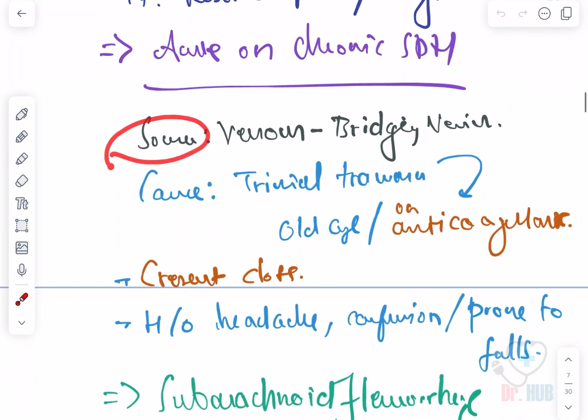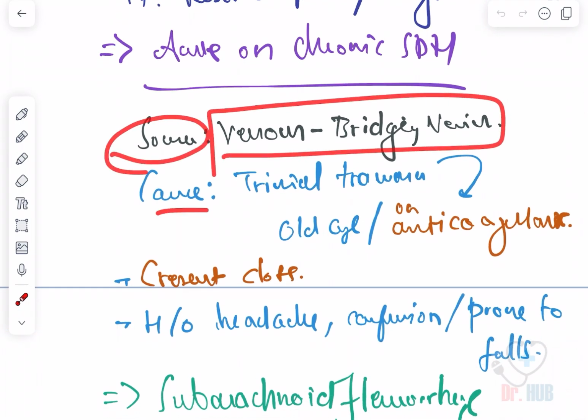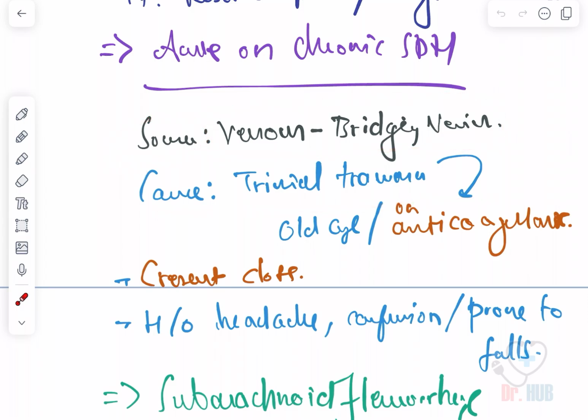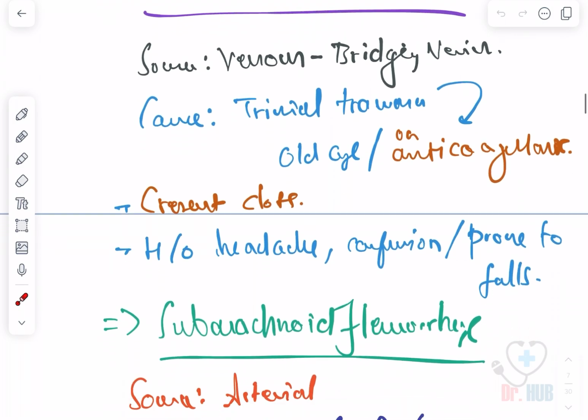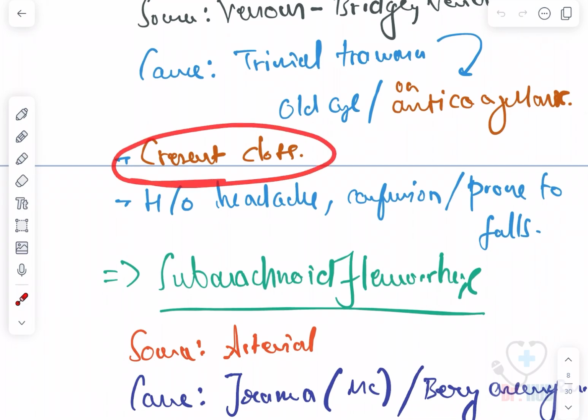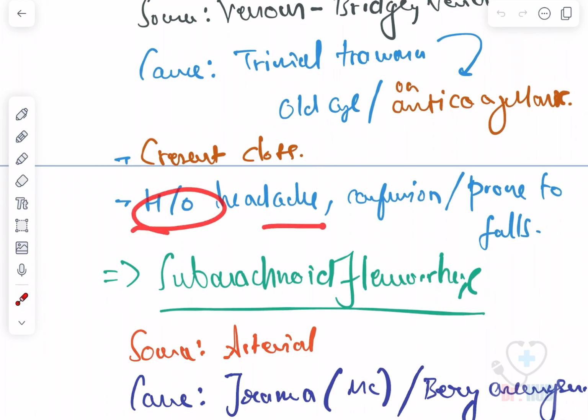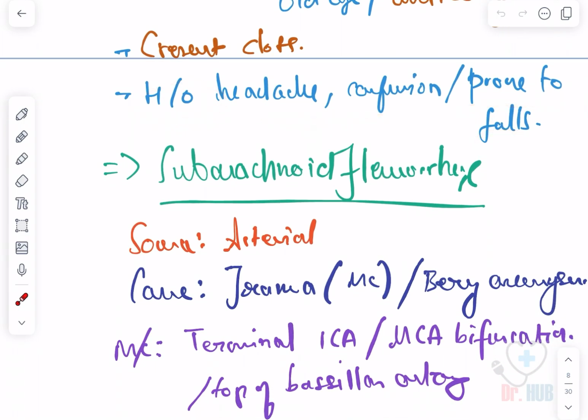So here the source being the venous bridging veins. The cause here is the trauma in old age, as well as in patients on anticoagulants. Then there is a presence of crescent clots. There's history of headache, confusion, and in case of they are prone to falls.